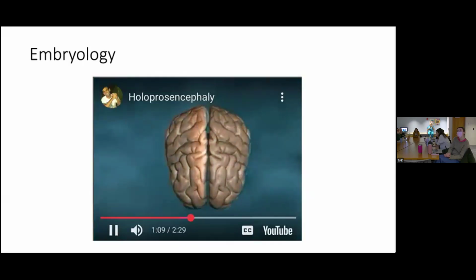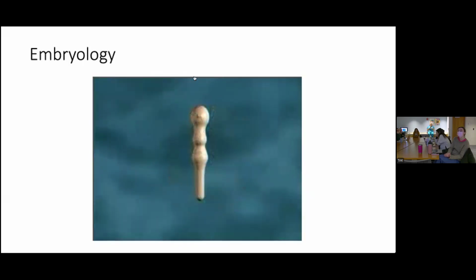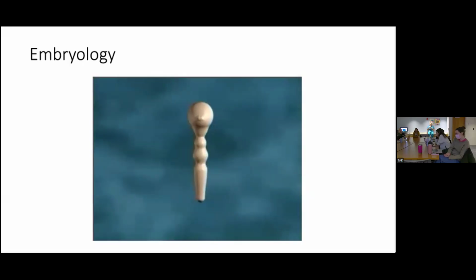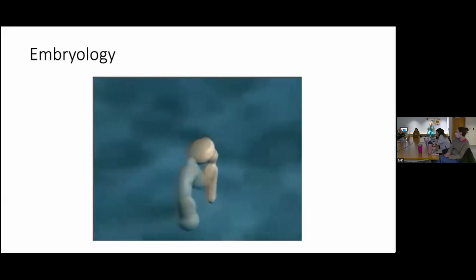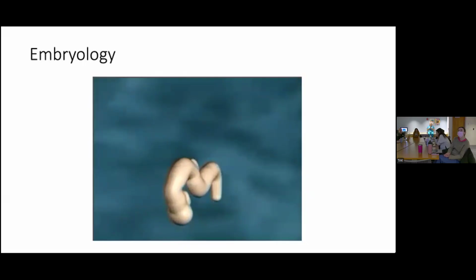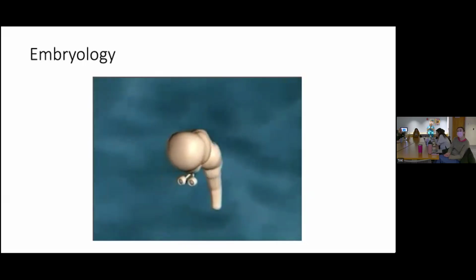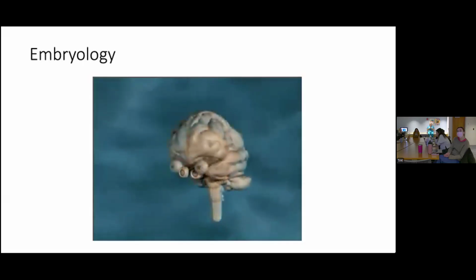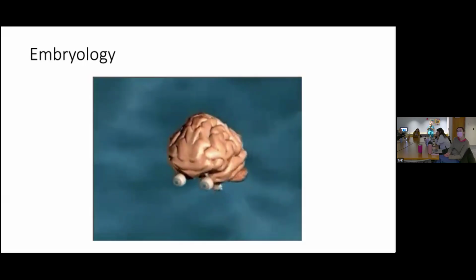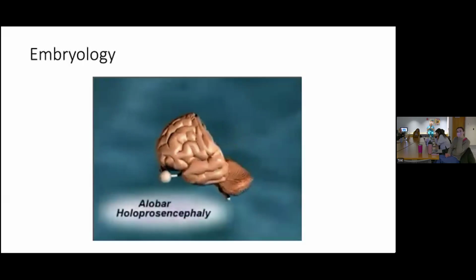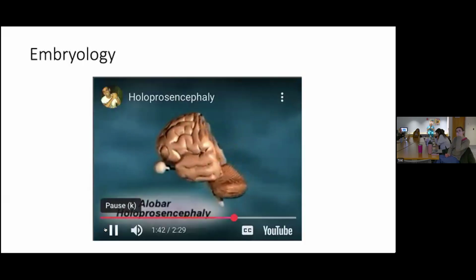The next one will show you abnormal. So again, we continue to focus right here, the prosencephalon. You can see that it's not dividing like it should. So you're not seeing the two different cerebral hemispheres here. And this is showing you alobar. So you can see it's one, it hasn't divided, and you have this space here.